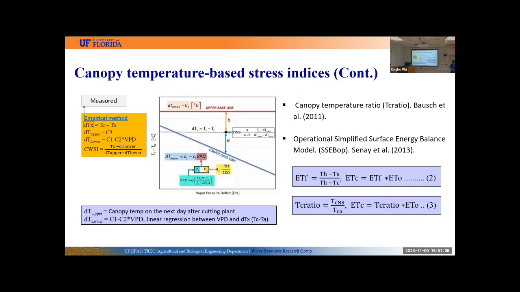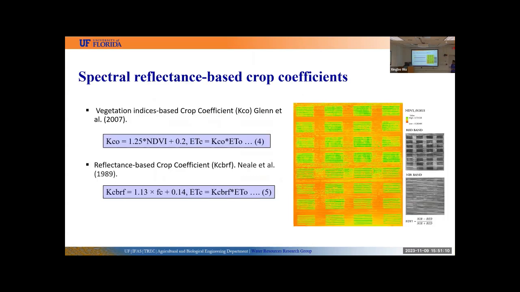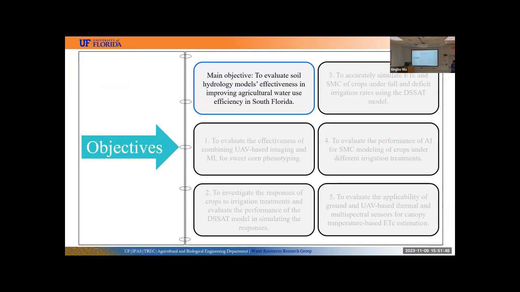In addition to canopy temperature-based stress indices, we are also planning to calculate spectral reflectance-based proportions to calculate evapotranspiration. For instance, one of the indices we are planning to calculate is the vegetation index-based proportion. This proportion needs only the NDVI value. Once we have the NDVI value, we can calculate the proportion, and by multiplying the proportion with the reference evapotranspiration, we can calculate evapotranspiration. In addition to this proportion, we are also planning to use a reflectance-based proportion to calculate evapotranspiration for the green beans and the sweet corn. And for this chapter, we don't have results to discuss here.